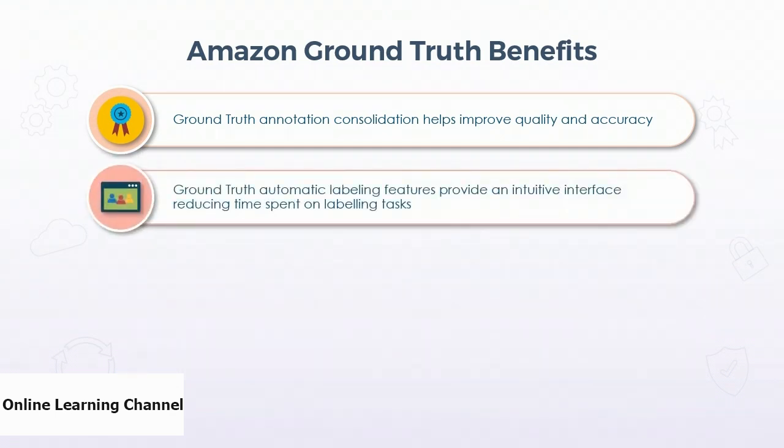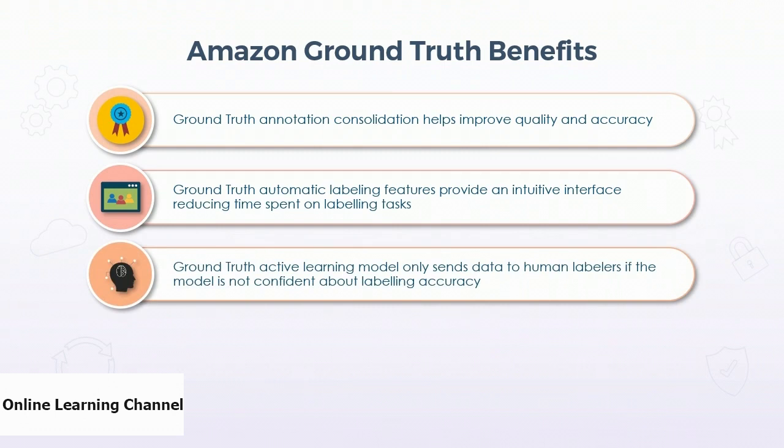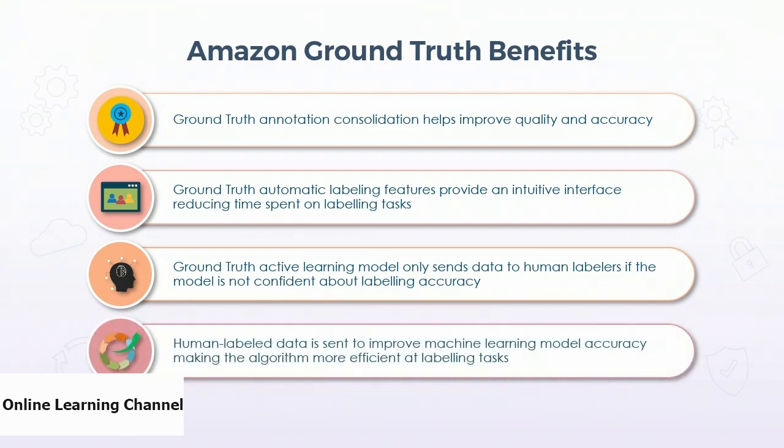The automatic labeling features offered as part of Ground Truth provide an intuitive interface to users to reduce time needed for labeling tasks. Ground Truth uses an active learning model where the data is labeled automatically and can also be sent to human labelers if the model is not confident about its accuracies. Further, the human labeled data is then used as training to improve machine learning models' accuracy. Over time, less and less data is sent to human labelers, thereby reducing labeling costs significantly for users.